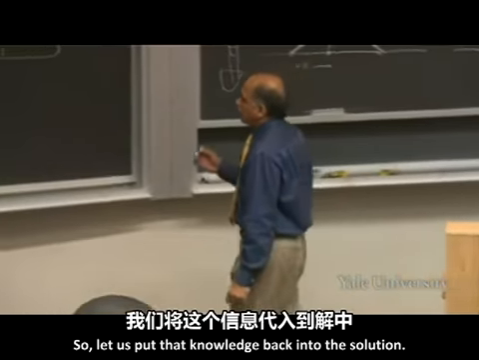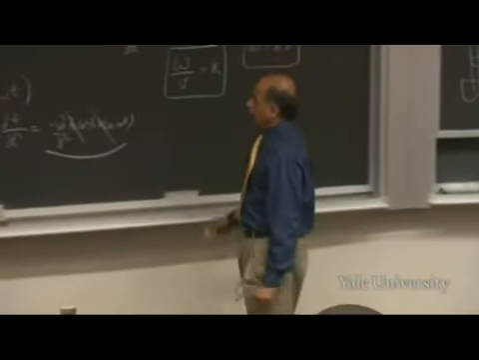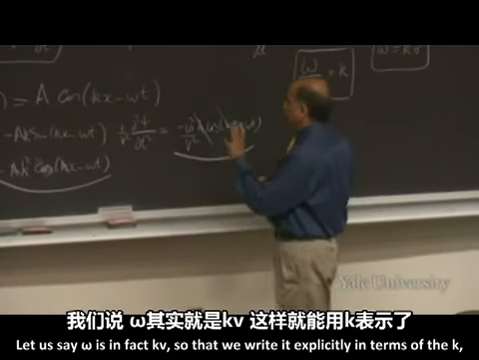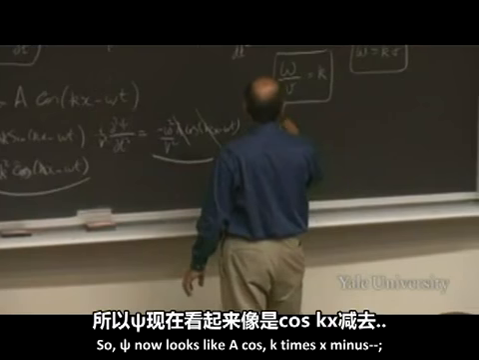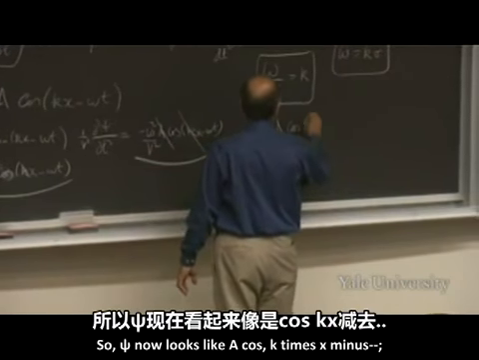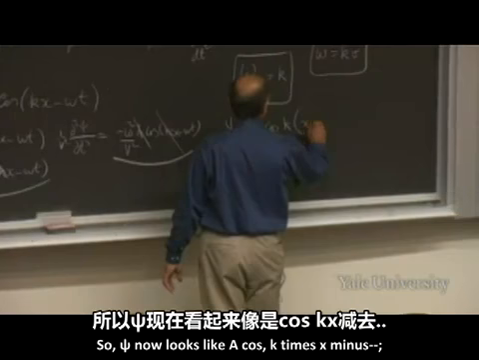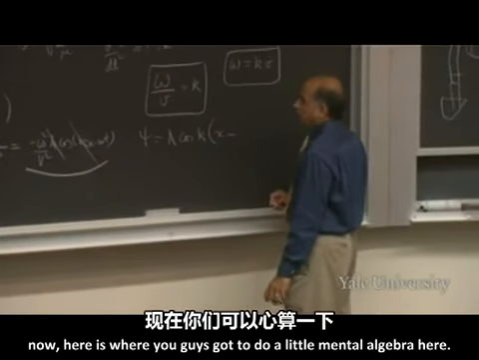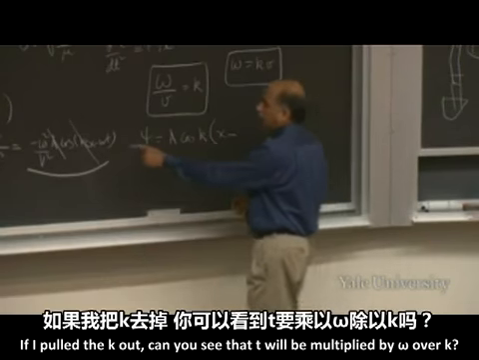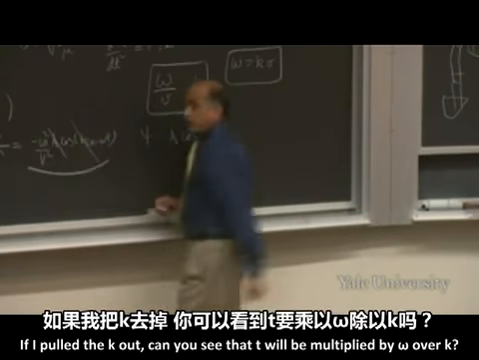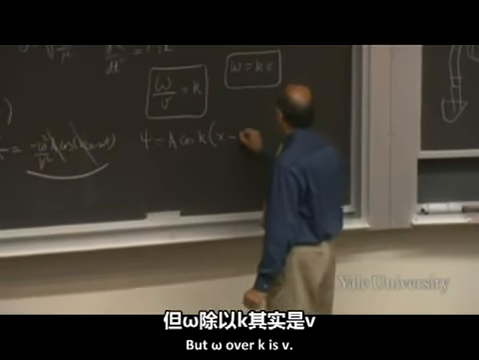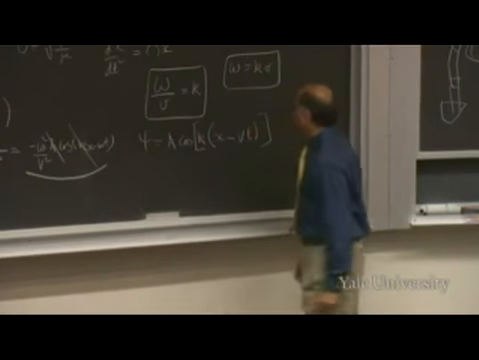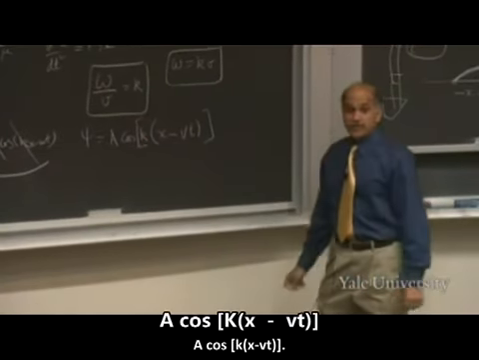So let us put that knowledge back into the solution. Let us say omega is in fact kv, so that we write it explicitly in terms of the k, which is completely free. So psi now looks like a cos k times x minus, now here's where you got to do a little mental algebra here. If I pull the k out, can you see that t will be multiplied by omega over k? But omega over k is v. So this is my solution: A cos k(x minus vt).